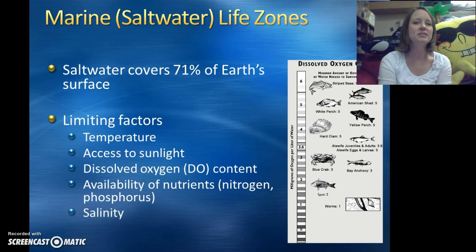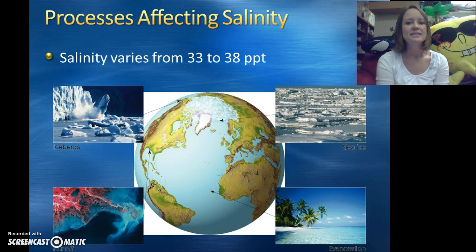Salinity is another limiting factor in our saltwater life zones, and salinity just refers to the salt concentration. Salinity varies anywhere from 33 to 38 parts per thousand. And that's just a ratio. I can say for every 1,000 teaspoons of ocean water, there's 33 teaspoons of salt, or gallons, or tons, however you decide to measure that, it's parts per thousand.